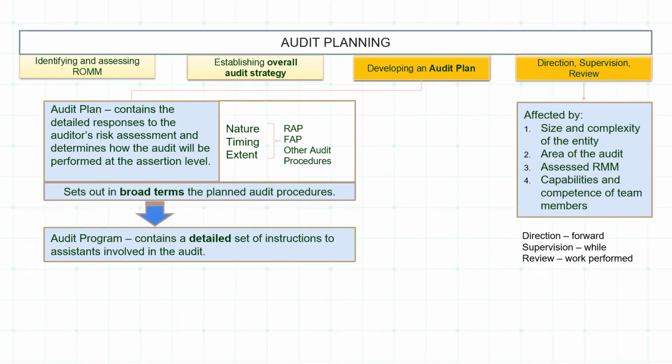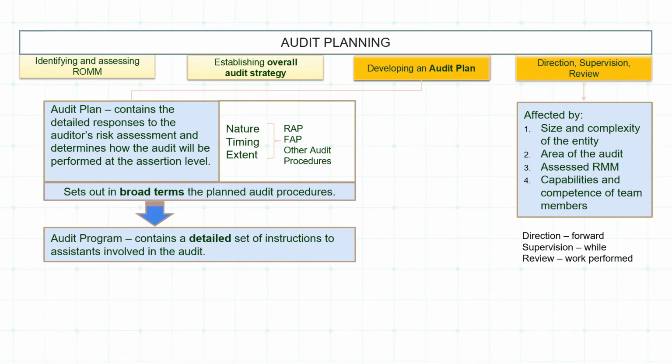So, in terms of direction, supervision, and review, it is affected by the size and complexity of the entity. Of course, needless to say, the more complex the entity is, the more close monitoring is needed. The area of the audit that is being audited, is it an area that poses a high risk of material misstatement? And of course, the capabilities and competence of the team members. Also looking into how seasoned or how new the members of the team are. So these are the concepts that we need to refresh on when we talk about audit planning.